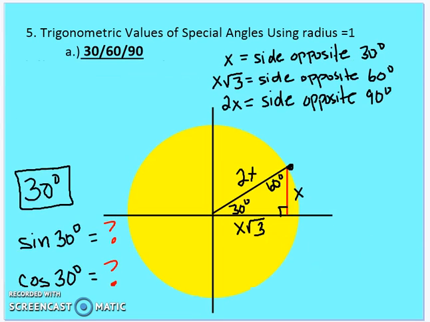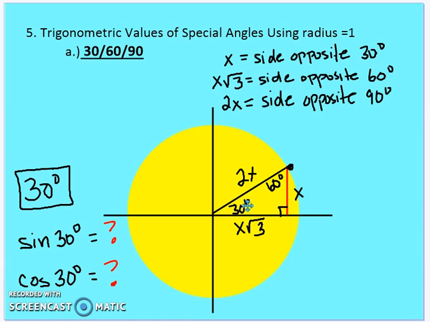Okay, so now we're going to talk about special angles, and the special angles are 30, 60, 90, and 45, 45, 90 angles. And we're going to evaluate what sine and cosine are based on what we know about 30, 60, and 90 degree angles, or 30, 60, 90 triangles. So in this case, we're going to start with a measure of our angle at 30 degrees.